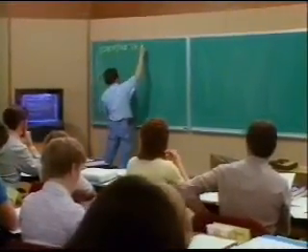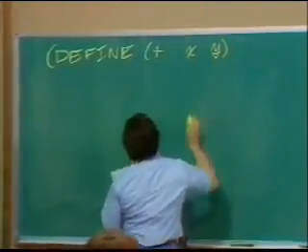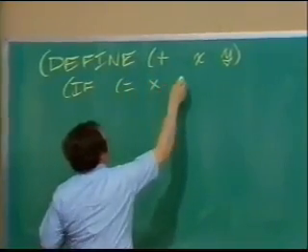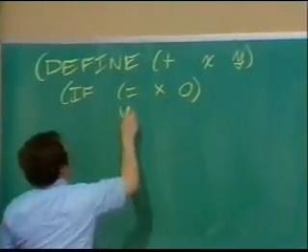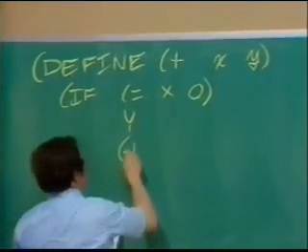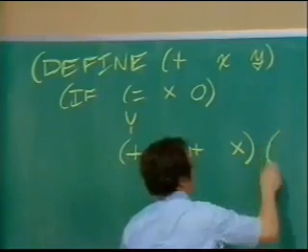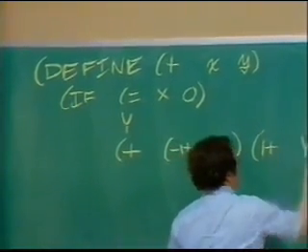The sum of x and y says: if x is 0, then the result is y. Otherwise, it's the sum of the decrement of x and the increment of y.